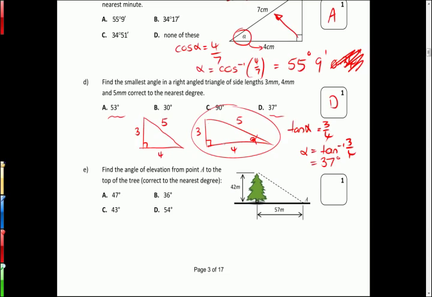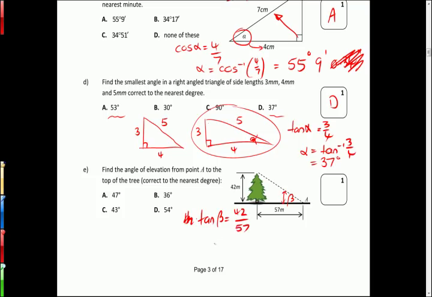Back one, find the angle of elevation from the point A to the top of the tree. Angles of elevation are always off the horizontal. Instead of looking ahead, you've got to elevate your head up by how much? Well, by this much. Let's call it beta. Alpha's had enough. We've got ourselves tan again. Tan of beta is equal to opposite of 42 over adjacent of 57.